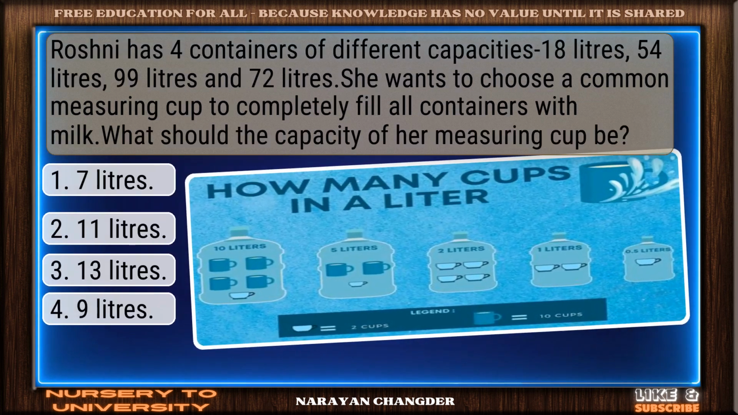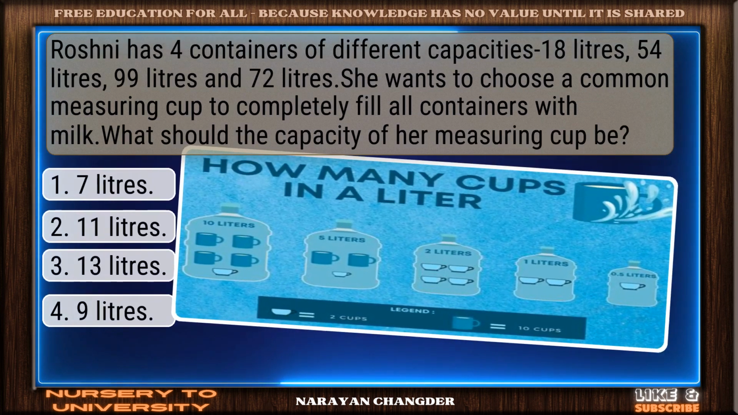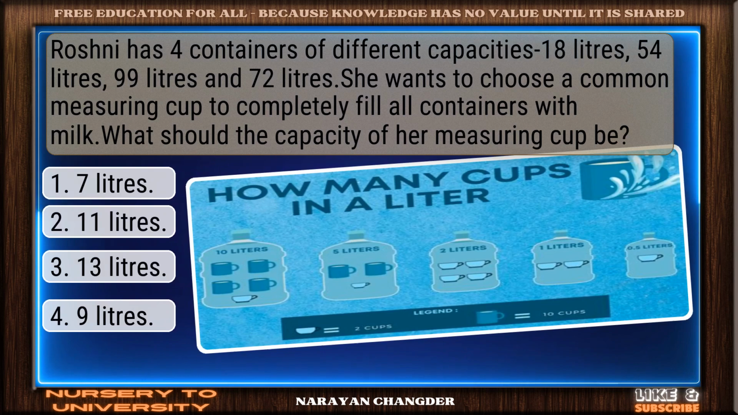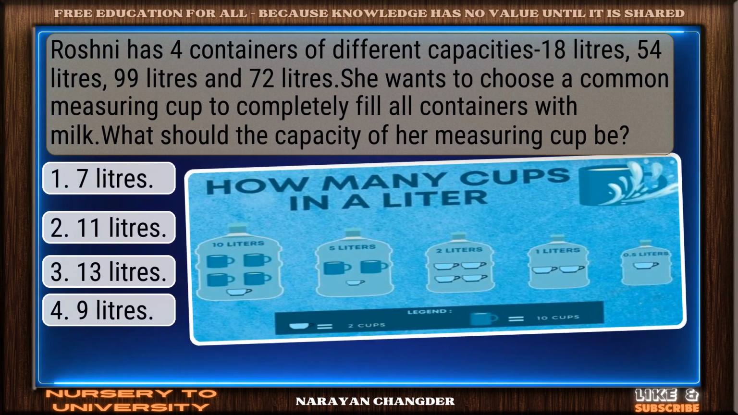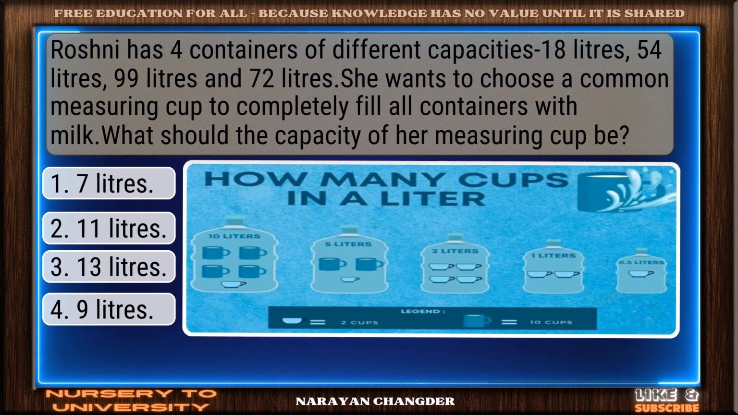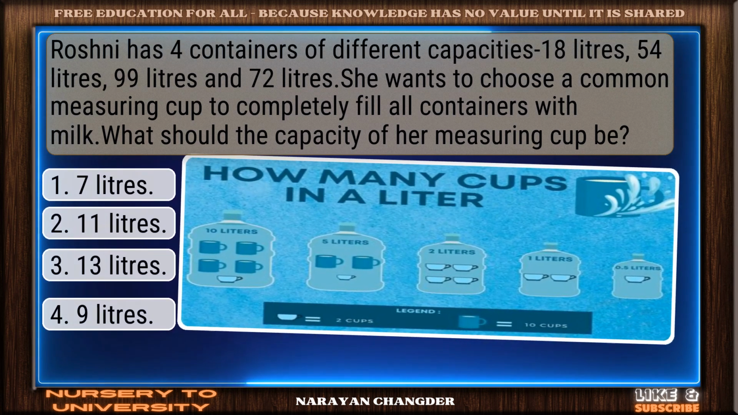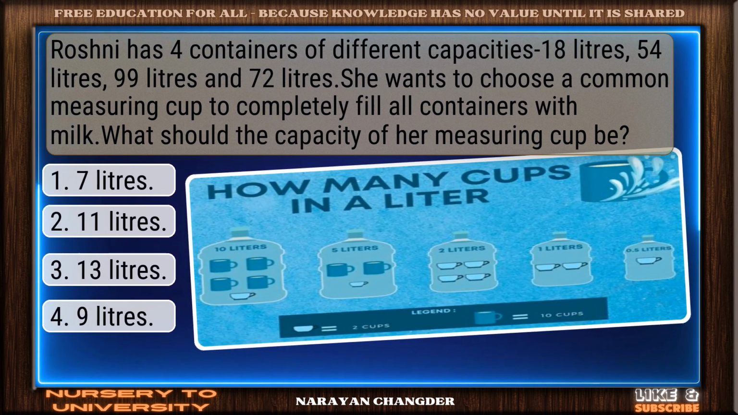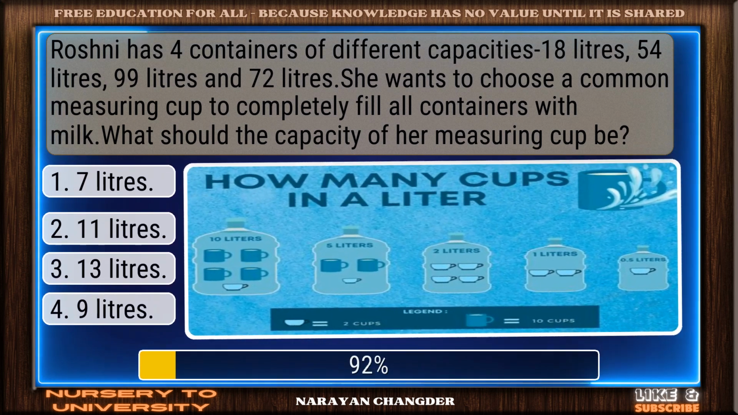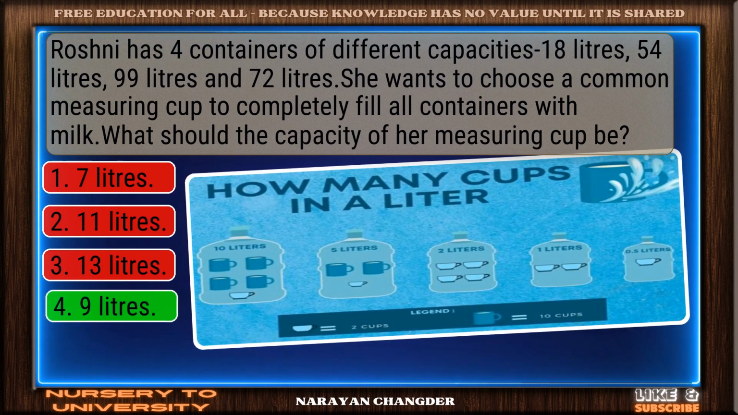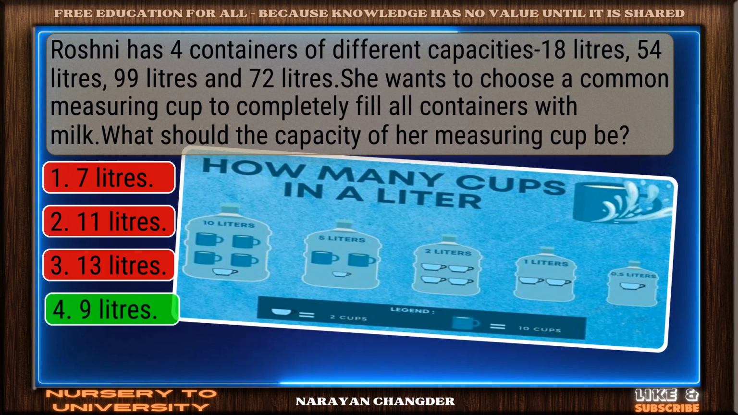Roshni has 4 containers of different capacities: 18 liters, 54 liters, 99 liters, and 72 liters. She wants to choose a common measuring cup to completely fill all containers with milk. What should the capacity of her measuring cup be? Right choice. 9 liters is the best answer.